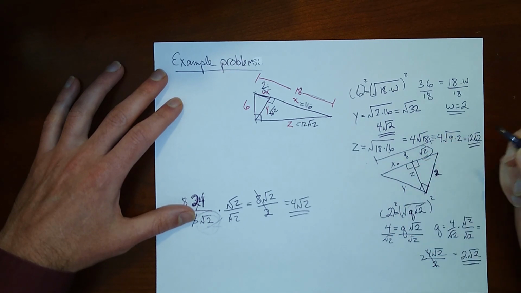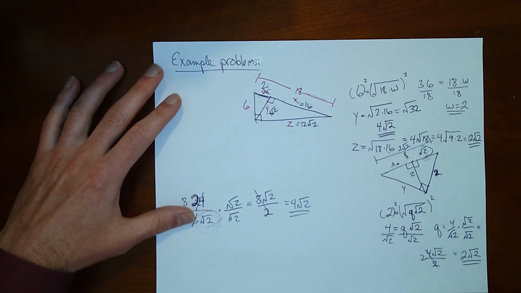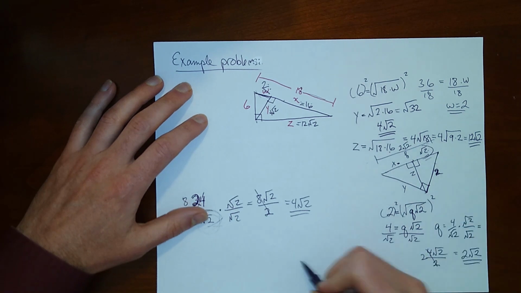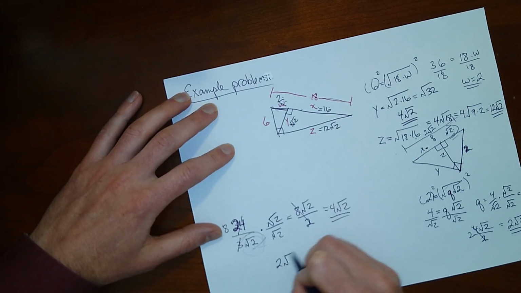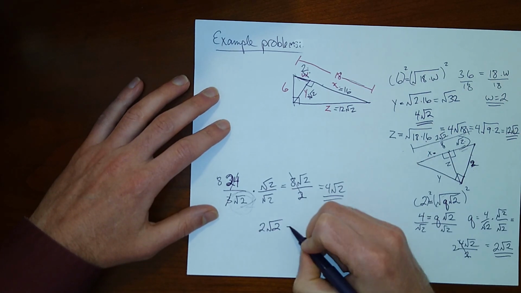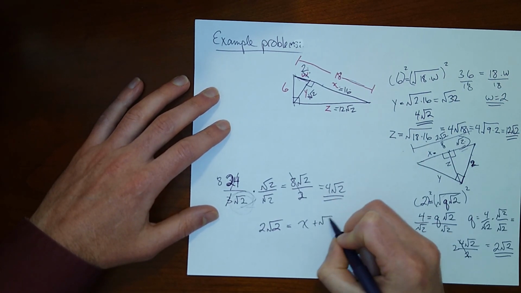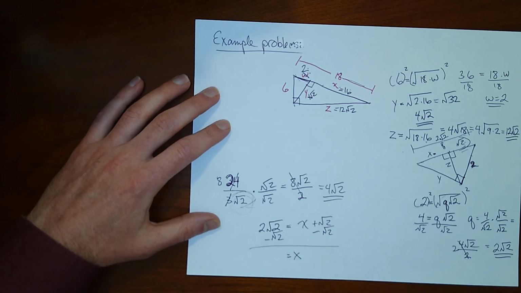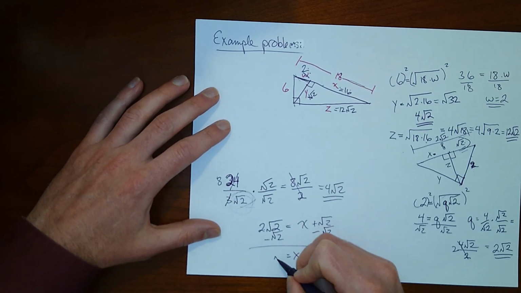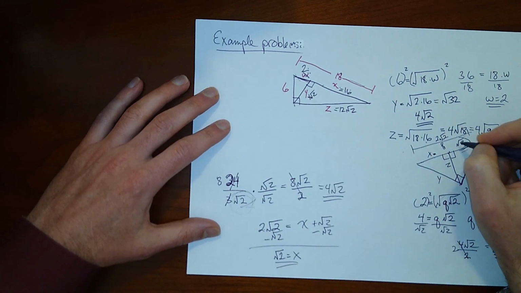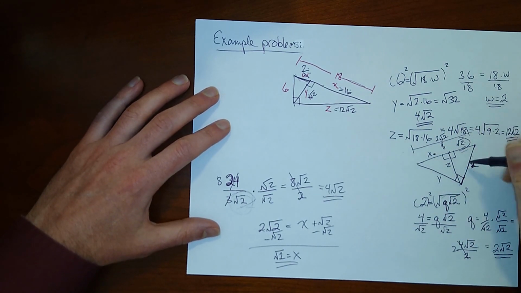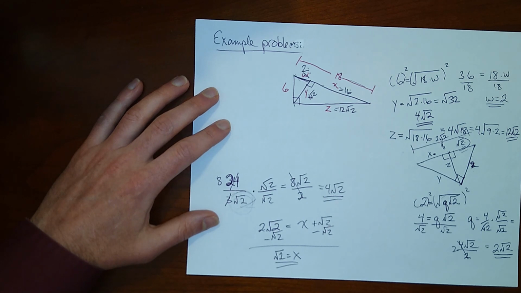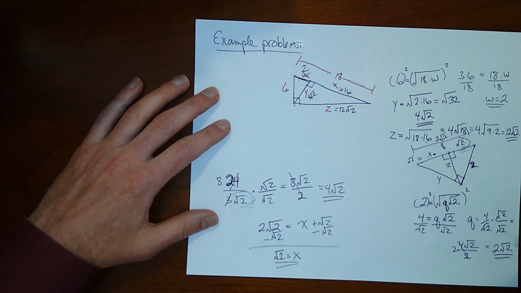Yes, 2 root 2 is the whole side length. So what would x be then if I know that the whole length of this hypotenuse is 2 root 2? Well, 2 root 2 is equal to x plus root 2. So if I subtract a root 2, then what do I have left? Well, 2 root 2's minus 1 root 2 leaves us with 1 root 2. So x is also root 2, just like this segment was. So this is a situation where this altitude is coming to the midpoint of the hypotenuse, in fact. So x is root 2.